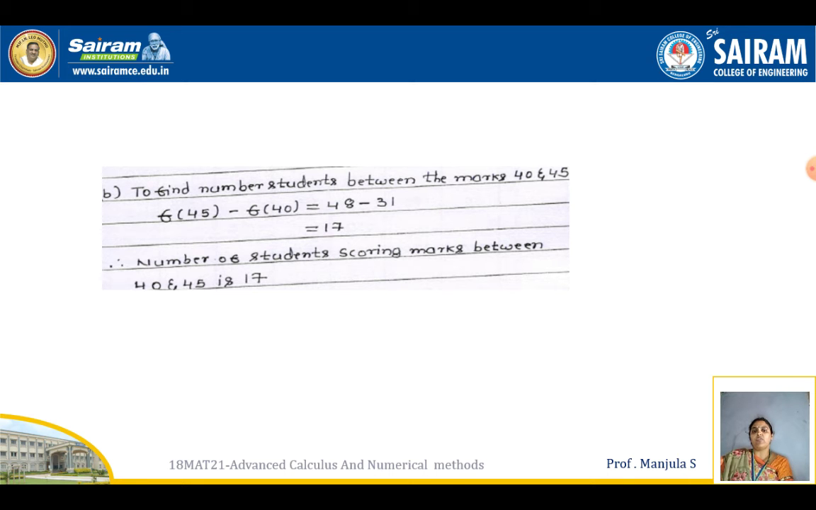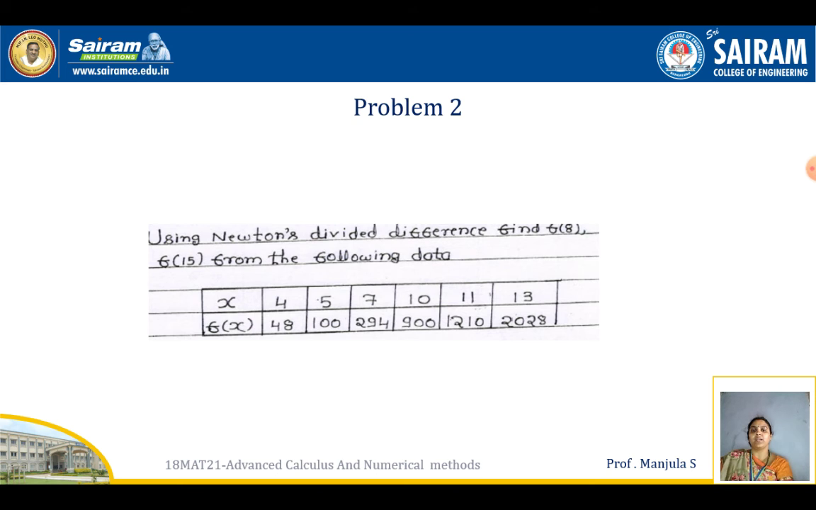So f of 40 is there in the question itself, that is 48 minus 31, the difference is 17. So we can give the conclusion that the number of students scoring marks between 40 and 45 is 17. Now we'll see the next problem.